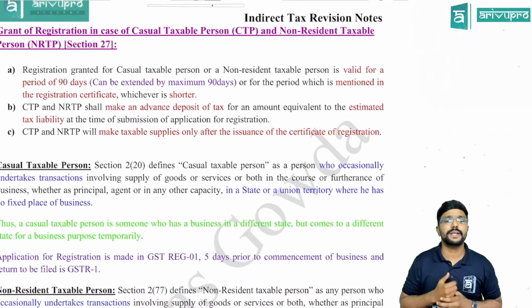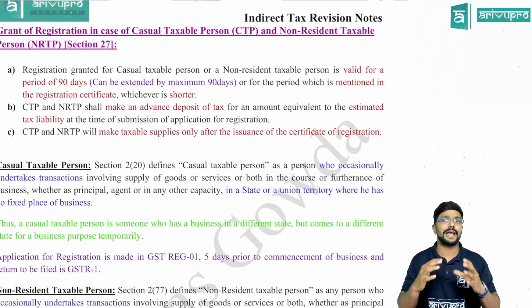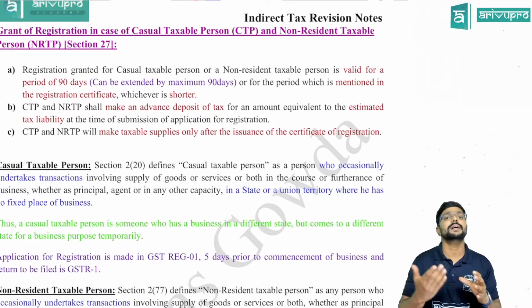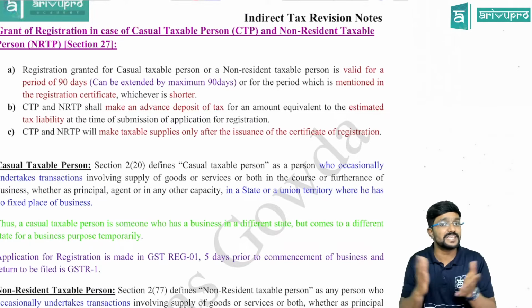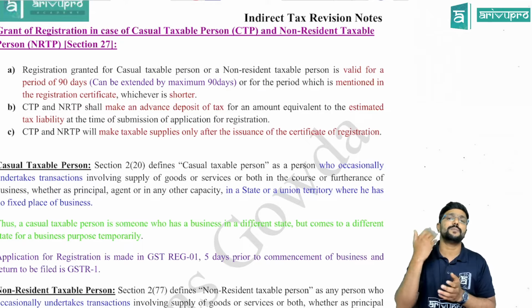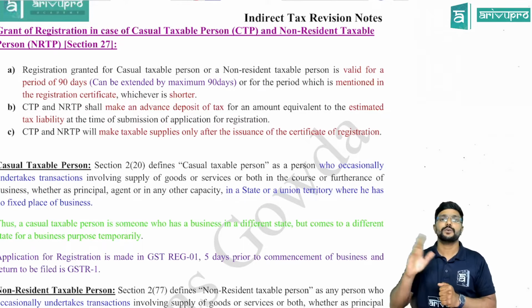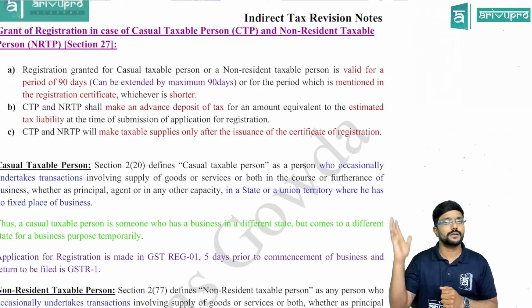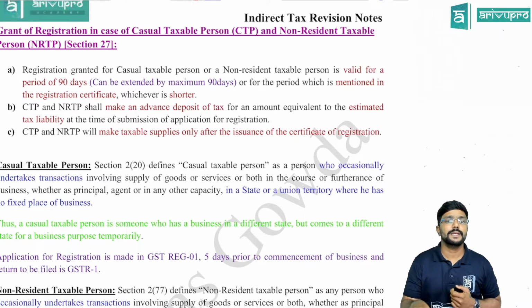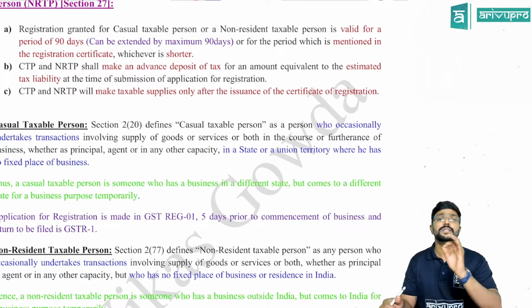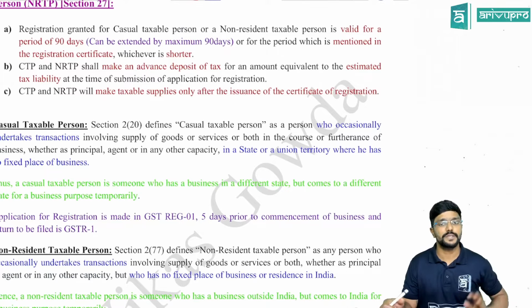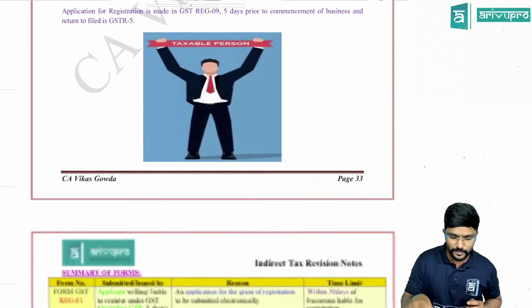Then CTP and NRTP shall make an advance deposit of tax at the time of making the application. So they have to estimate their tax liability for the period for which they are seeking the registration, and they have to deposit the tax in advance. If there is any short or excess, later it will be adjusted. Then CTP and NRTP shall make taxable supply only after the registration certificate is issued to them. Yes, this is all about section 27.